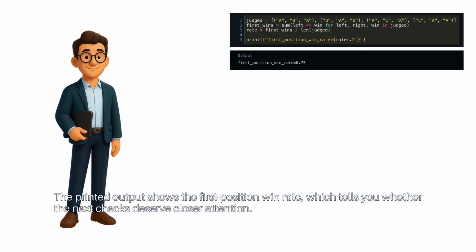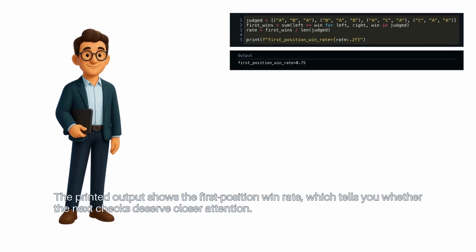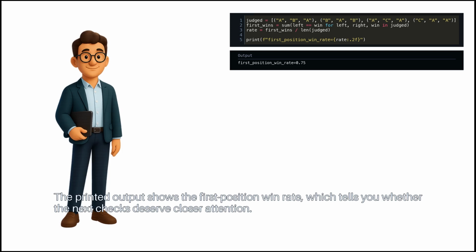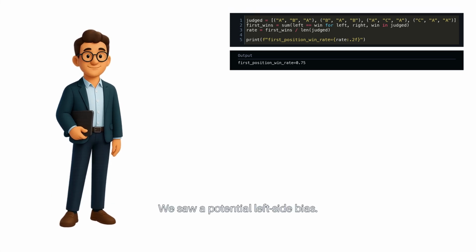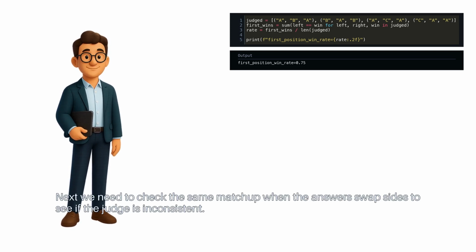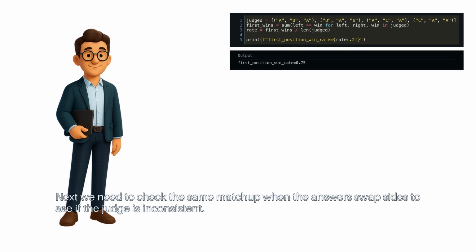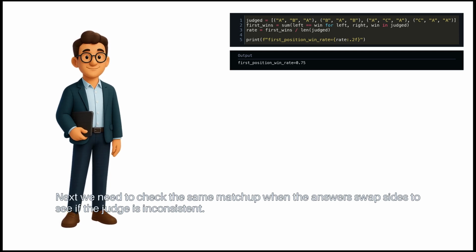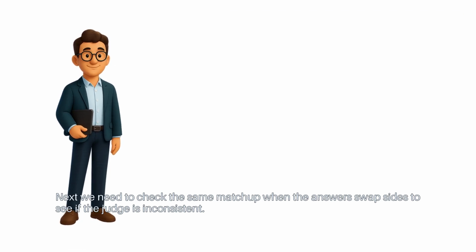The printed output shows the first position win rate, which tells you whether the next checks deserve closer attention. We saw a potential left side bias. Next, we need to check the same matchup when the answers swap sides to see if the judge is inconsistent.